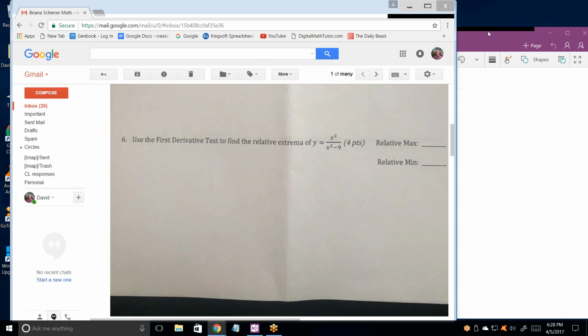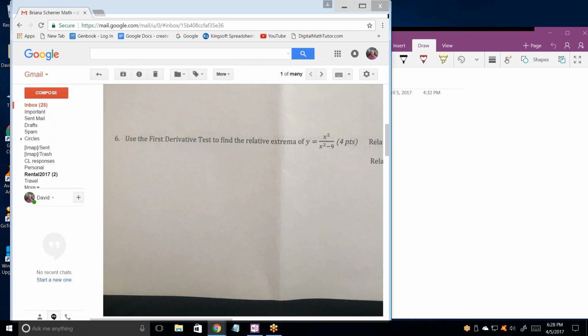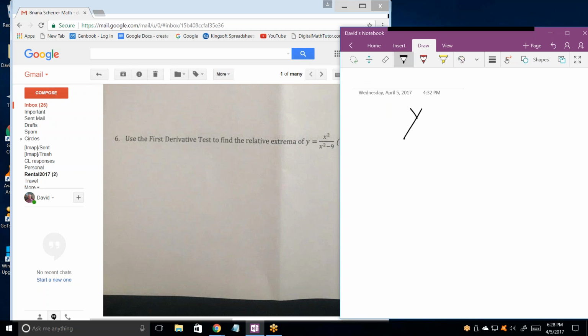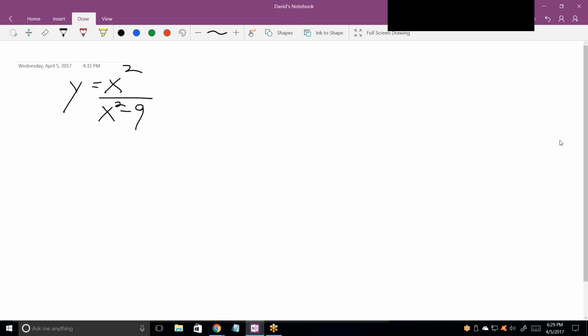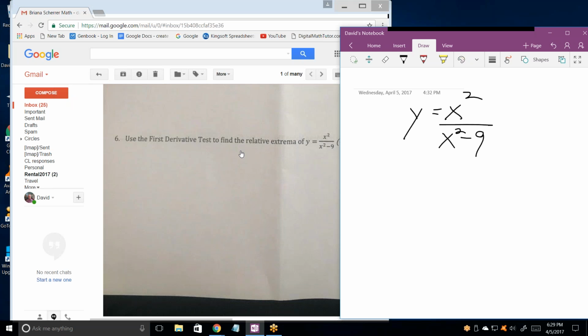Okay. Here, I think I'm going to do this one on my sheet. I feel a little more comfortable with mine. And I can just blow this up like that. So I'm sorry, now I have to reread the title. Use the first derivative test to find the relative extrema. Okay.